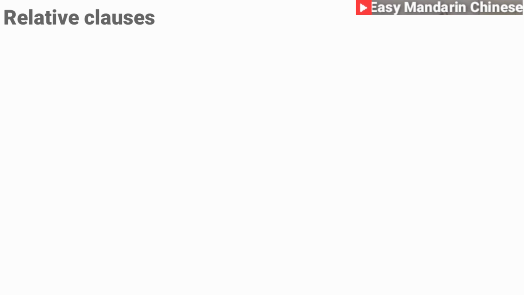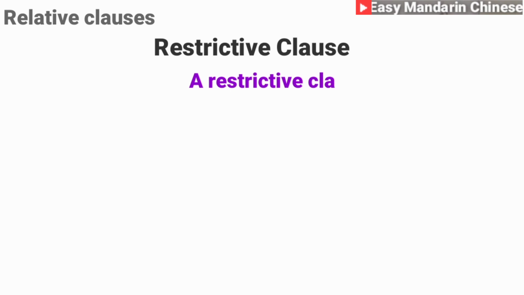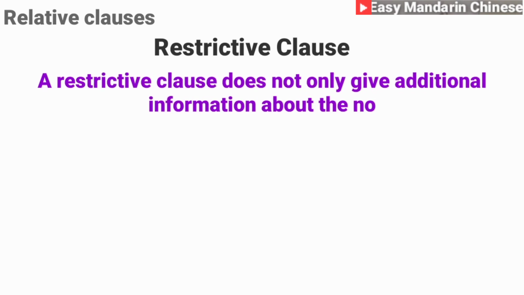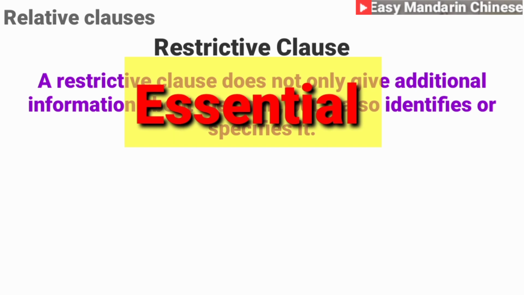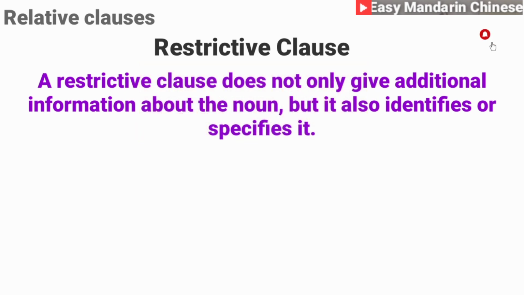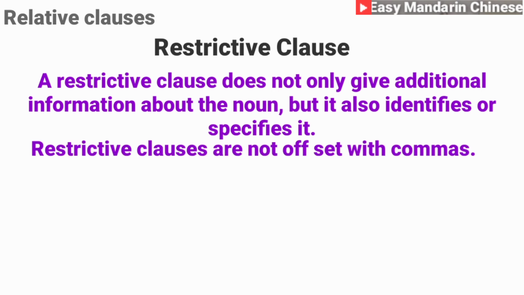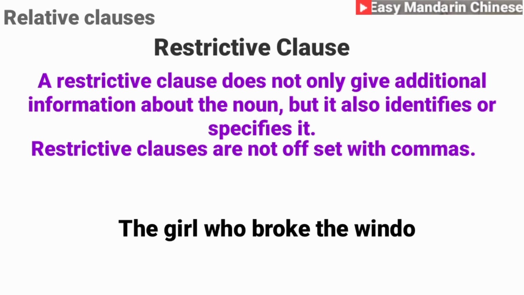Now, I'm pretty sure that you can already guess the function of restrictive clauses. So, let me tell you that a restrictive clause does not only give additional information about the noun, but it also identifies or specifies the noun. This makes it essential, which means that if it's taken out of a sentence, the meaning would be affected. Please notice that restrictive clauses are not offset with commas.